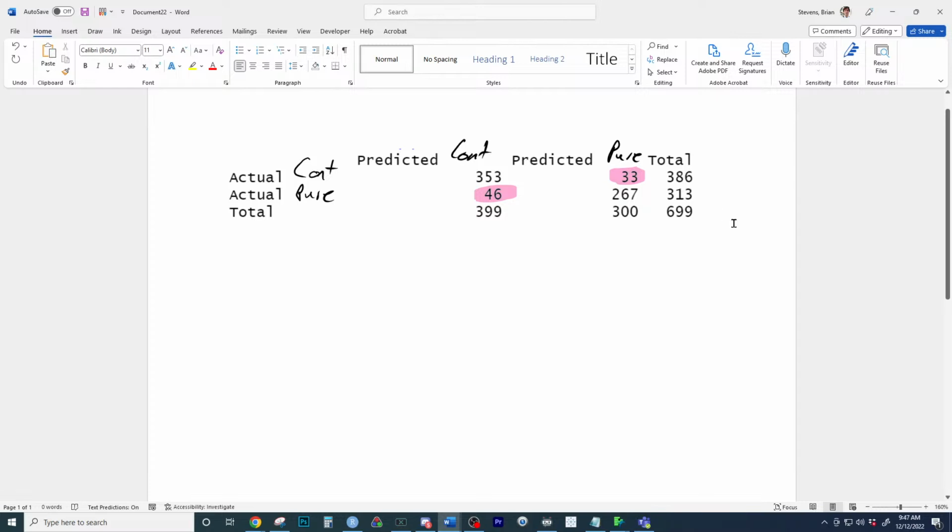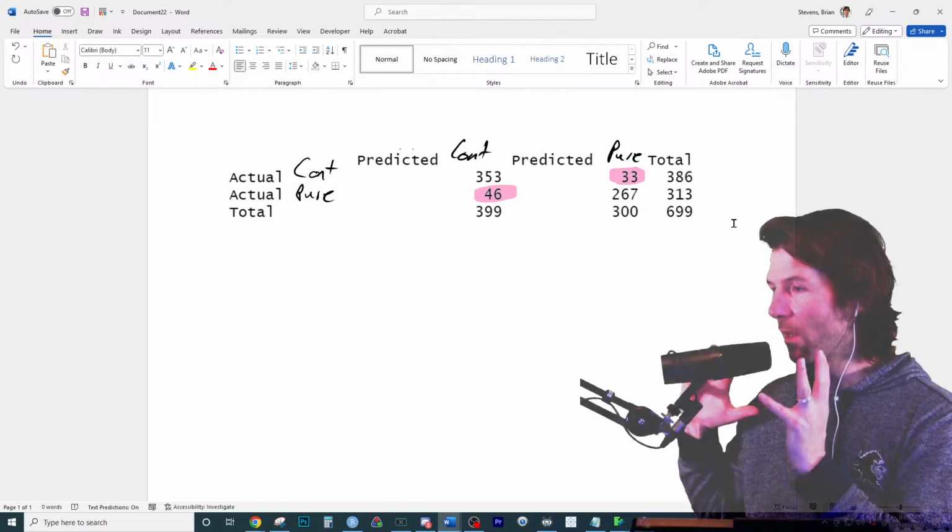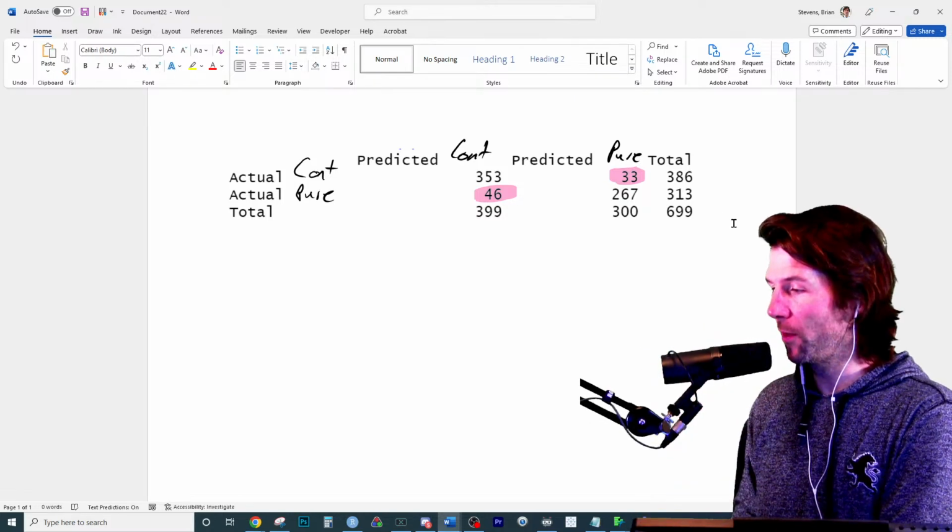And when you look at this, I want to point out one last thing. What would the naive model predict for all the drugs?